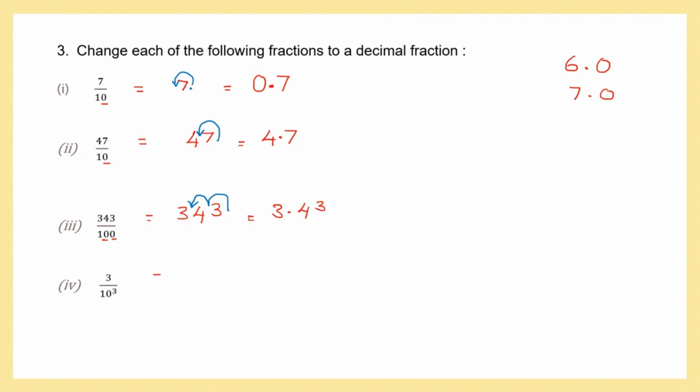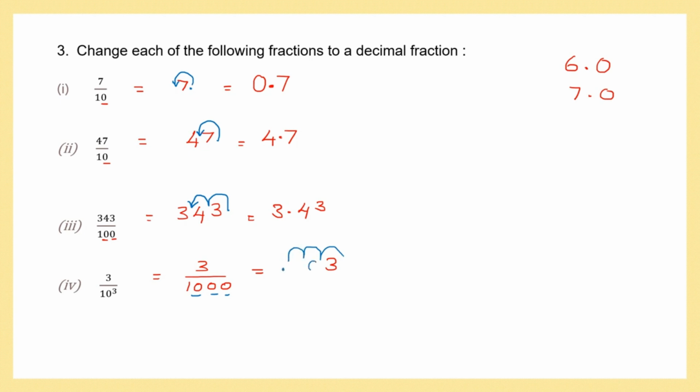Question 4. 3 by 10 to the power of 3. That means 10 into 10 into 10, which is 1000. 10 to the power of 3 is 1000. Now let's place a point. Let's take 3 and write it as a whole number. Now my point has to move 3 places to the left. So if the point is here, I'm going to move it to the left. So that's 1 place, 2 and 3, and then I put my point.